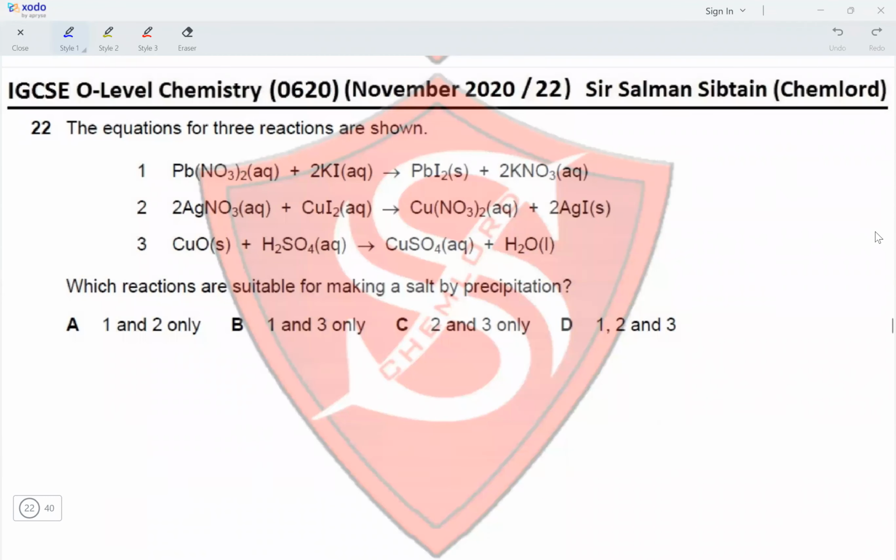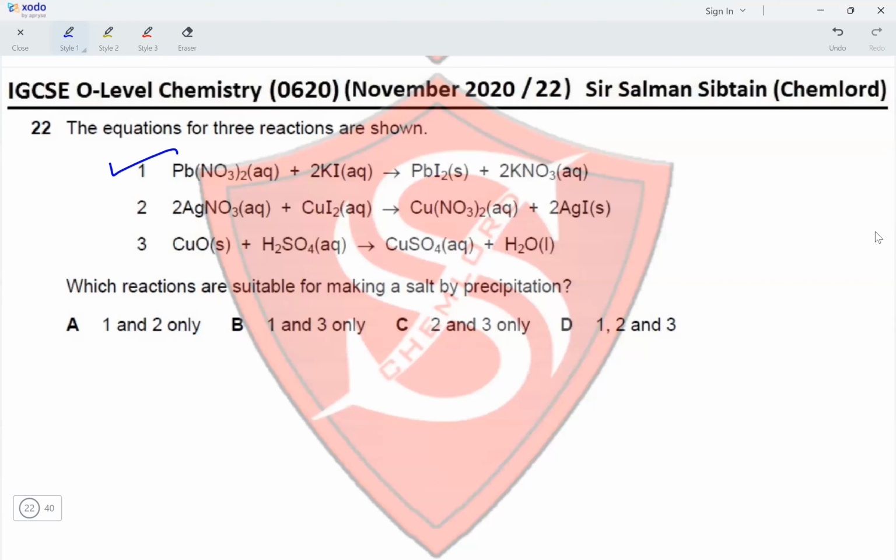Question 22. The equations for three reactions are shown. Which reactions are suitable for making a salt by precipitation? In order to form a salt by precipitation, the reactants must be soluble and the salt produced must be insoluble. In reaction 1, we've got lead nitrate and potassium iodide, both of which are soluble. This produces potassium nitrate and lead iodide. Lead iodide is insoluble, so it will form by precipitation.